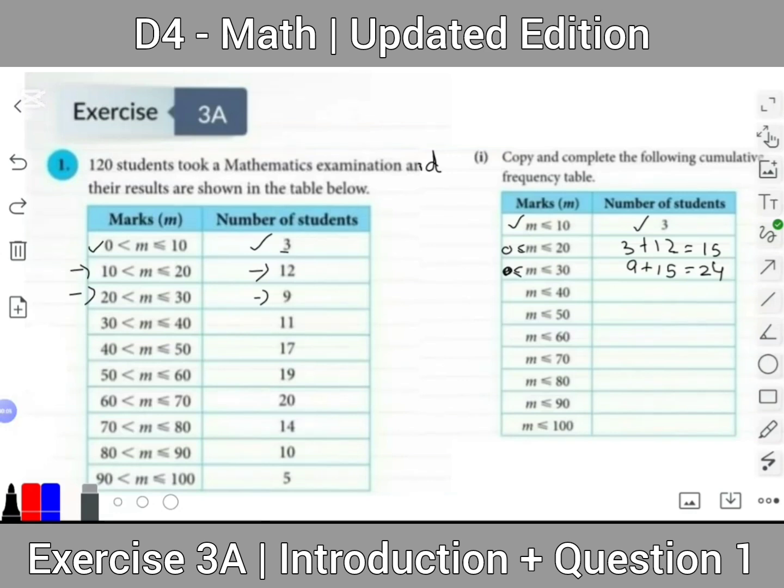So for the next class interval from 30 to 40 with a frequency of 11, marks now need to go from 0 to 40. We can just add this new frequency of 11 to the previous total. So 24 plus 11 gives us the cumulative frequency of 35.